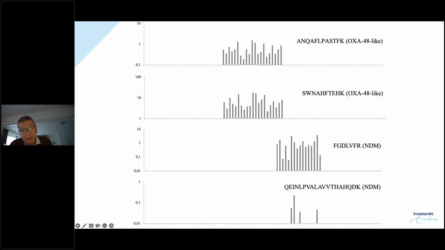And just another example for OXA and the M variants. In the lower one you can see that it shows that it must be present, but the sensitivity is much lower. But still the peptide FGD gives a good feeling for these antibiotic resistance mechanisms and in which strain they were observed. And next slide, please.